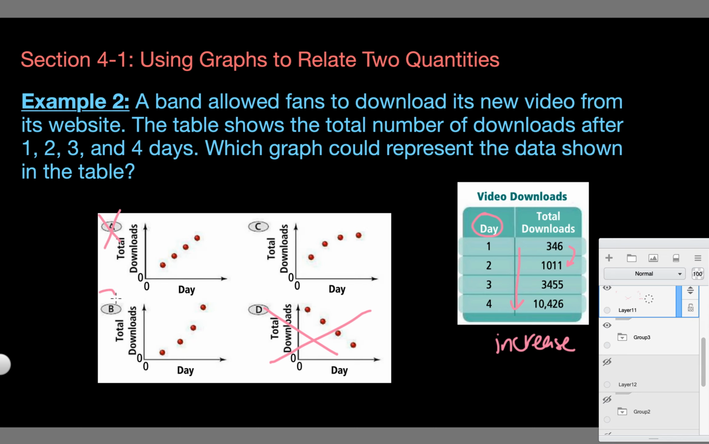So on your paper, you guys need to graph just something that looks like this. So this is like an exponentially growing equation. Well, not necessarily an equation yet, but it's growing really quickly, the amount of total downloads that you have. So B is going to be your best bet. So just do a rough sketch of how B looks. It's starting off a little bit slow and then it goes really fast. So if you were to graph day 5, it would probably be somewhere all the way up here. It's just going really fast.